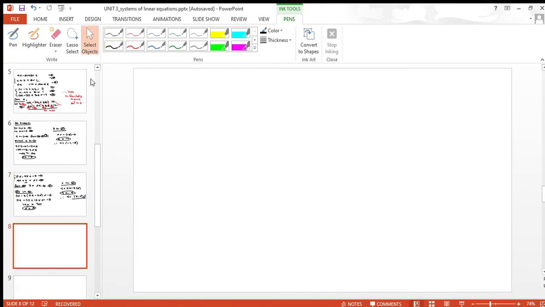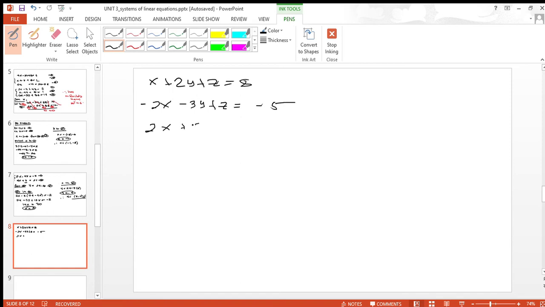Now, question: is the solution by substitution still applicable for systems in three unknowns? Well, the answer is yes, but the process will be longer and more complicated. But anyway, let's give it a try. Using the same example that we had earlier, we have x plus 2y plus z equals 8, minus 2x minus 3y plus z equals minus 5, and 2x plus 2y minus 3z equals minus 3. So we have equation 1, equation 2, equation 3. That's our system. So let's solve this by substitution.